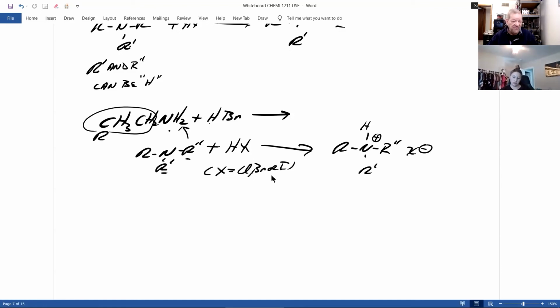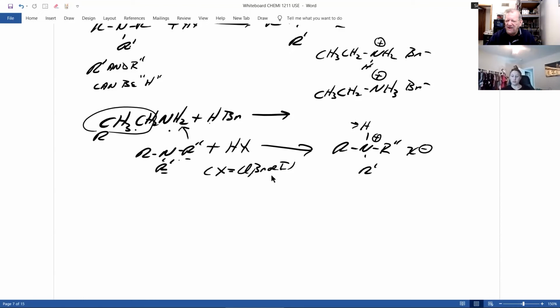And in this case, what's our R? Ethyl. R prime and R double prime are hydrogen. Notice you add one more hydrogen, and we can write it this way. 2 plus 1 is 3. You don't have to show charges, I will, the anion. You could have also written it this way. And this is an amine salt. And that's how you do it.